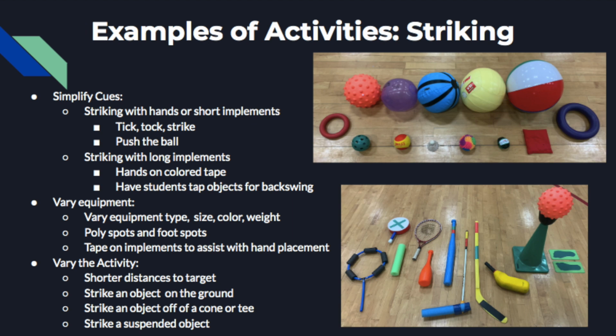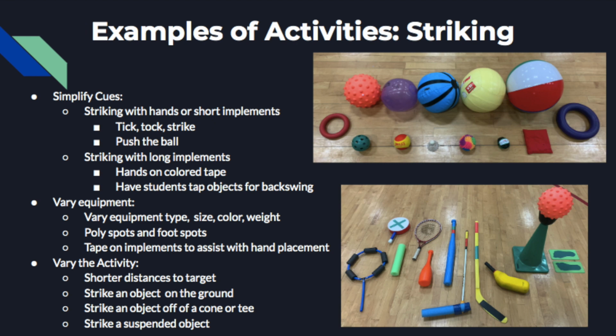Putting tape on striking implements can be a really good way to demonstrate hand placement for students and will allow them to figure out the right way to grip the implement more independently versus an adult needing to tell them each time where to place their hands. Anything that you can put in the environment to give students feedback will be beneficial.